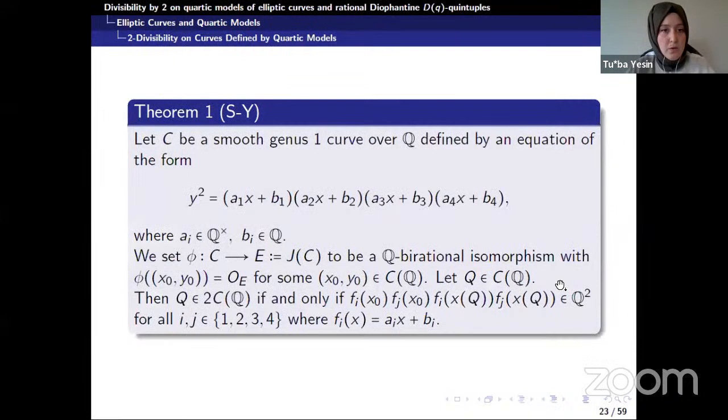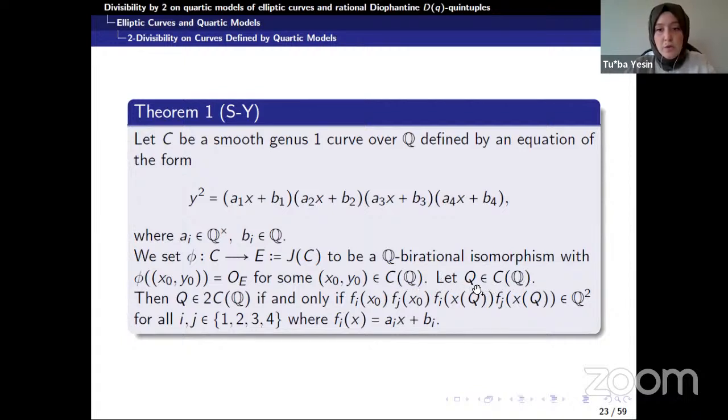What I mean, I will try to explain on this theorem that we proved. Let C be a smooth genus 1 curve over Q defined by an equation of the form as here. These are the same thing. And we need to assume ai is not 0. If we take a birational isomorphism from C to the Jacobian of C with a specific point x0, y0 going to the point at infinity. Okay, up to now, these are the same as what we saw.